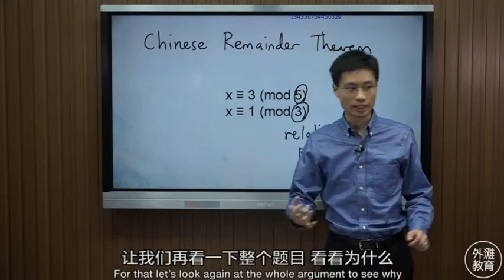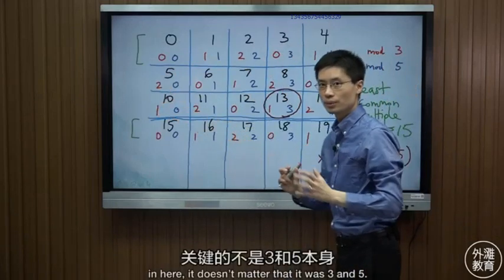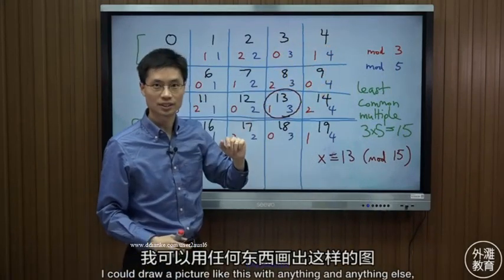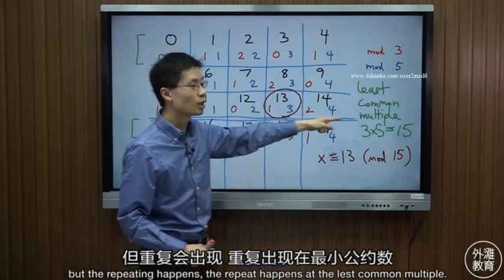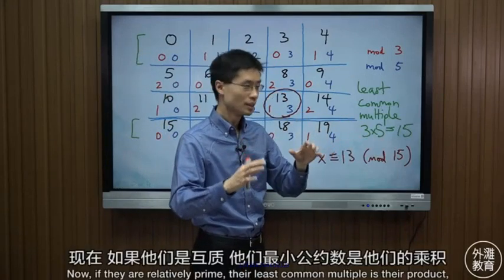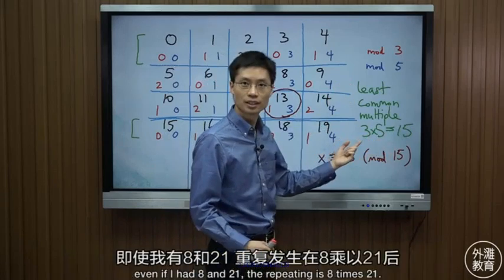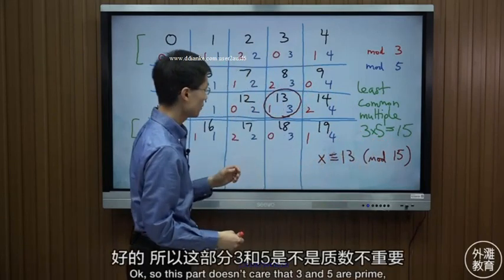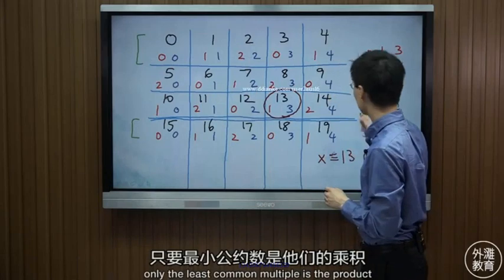For that, let's look again at the whole argument to see why. In here, it doesn't matter that it was 3 and 5. I could draw a picture like this with anything and anything else. But the repeating happens at the least common multiple. Now, if they are relatively prime, their least common multiple is their product. Even if I had 8 and 21, the repeating is at 8 times 21. So this part doesn't care that 3 and 5 are prime, only that the least common multiple is the product.